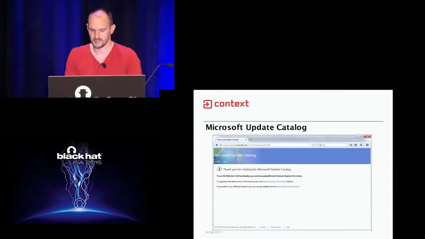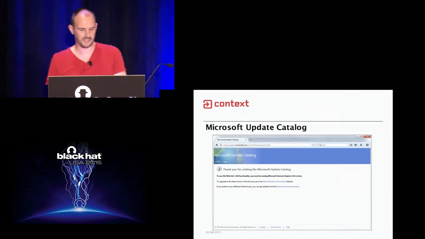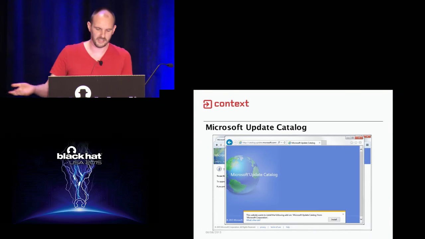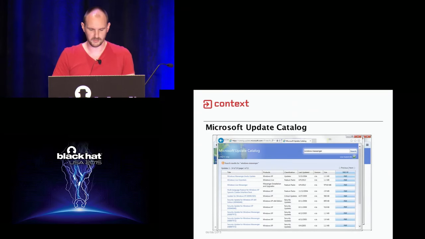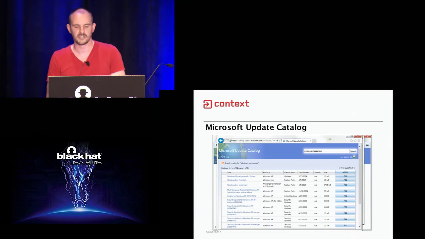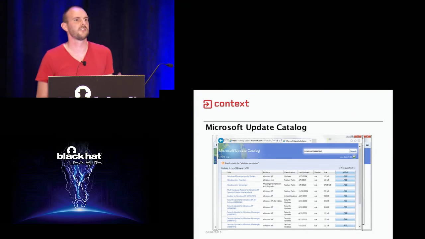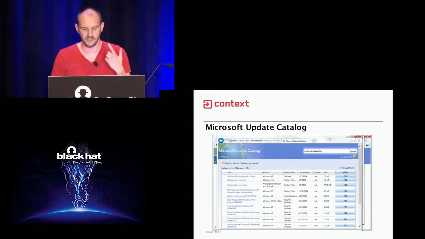So first steps, you go to the catalog with Firefox here, and you're told you need to use IE6. So we get our IE6 out, we connect, we install the ActiveX controller like we're told, and we can then actually access the catalog interface and start searching for drivers. So this is going to make our life a lot easier, a lot quicker, and a lot cheaper.